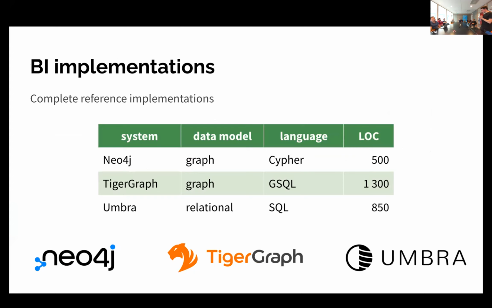Overall, we are quite happy that we now have 3 complete reference implementations, one in Neo4j, another in TigerGraph, and the third one in Umbra with collaboration from the folks at TU Munich.